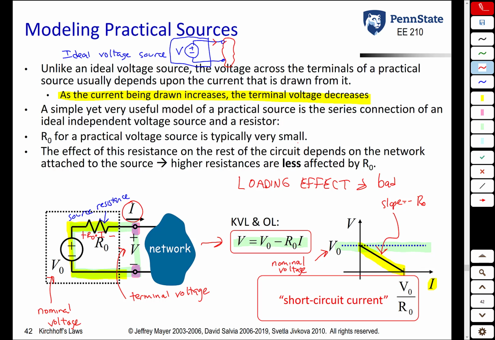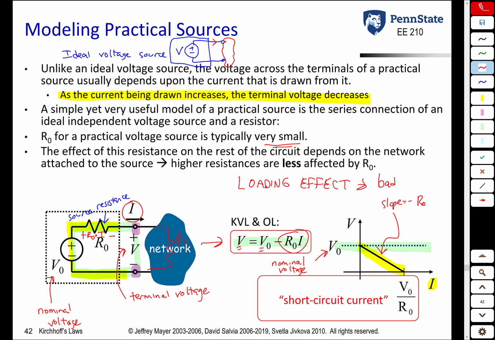So if R naught is very small, which it typically will be, you'll see that this slope is not very steep. So it takes a while for this voltage source to look non-ideal. Nevertheless, this loading effect is something that we do need to take into account in the real world. The other thing we're going to see in some examples is it's very dependent upon what we're connecting up to this source. So you have a load resistance RL there. The higher RL is, the less current you have, which means the less voltage drop you have internally, which means the closer the terminal voltage is going to be to the nominal voltage.